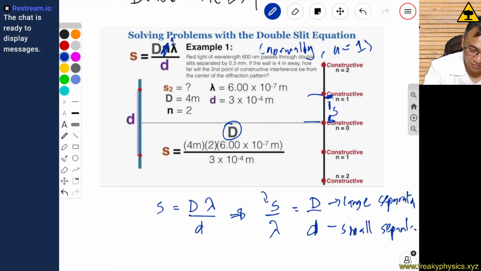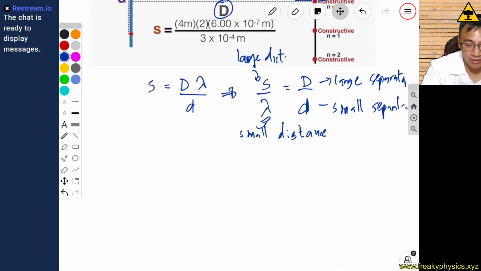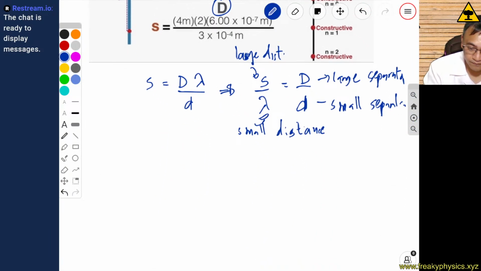So S here is going to be a large distance, and then lambda is going to be a small distance, at least with light. Okay. So this is my personal mnemonic on how to remember this. So again, large over small equals large over small.